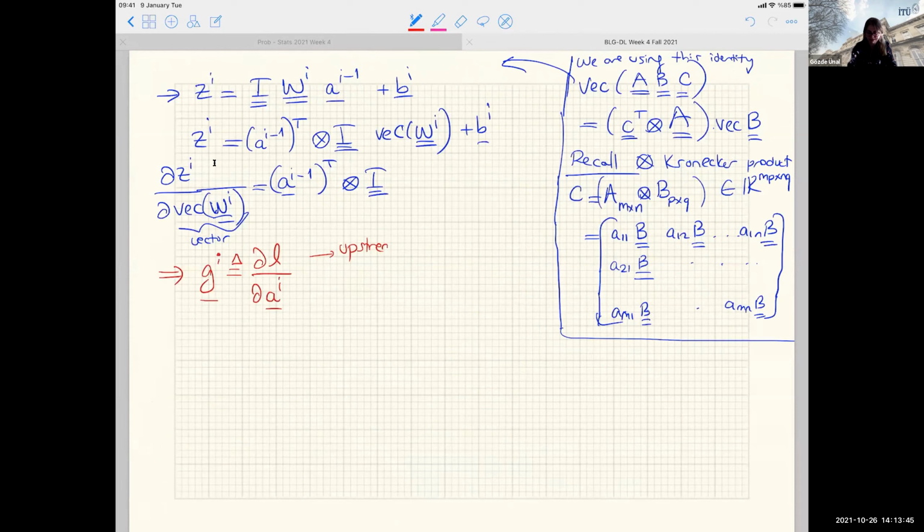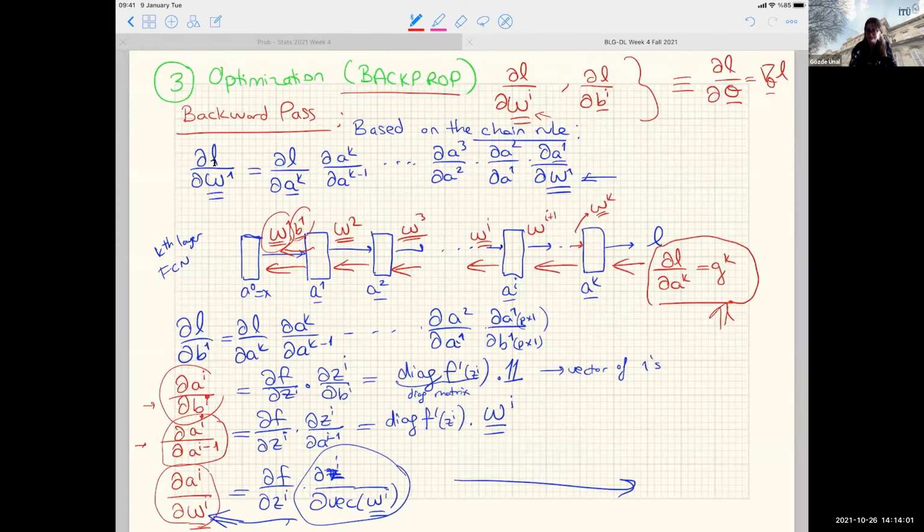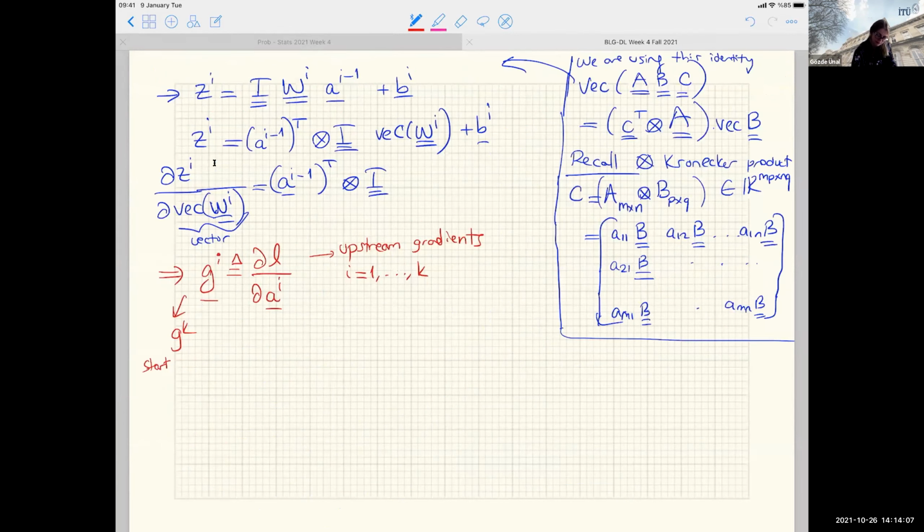So we're going back, right, in the backpropagation. Upstream gradients, we need to calculate these guys, 1 to k, okay? So really, we start with gk, start with this guy, and it's doable, right? Because the loss is calculated at the end. I can do del L by del AK with respect to the last layer, which is cool. Start with this guy.